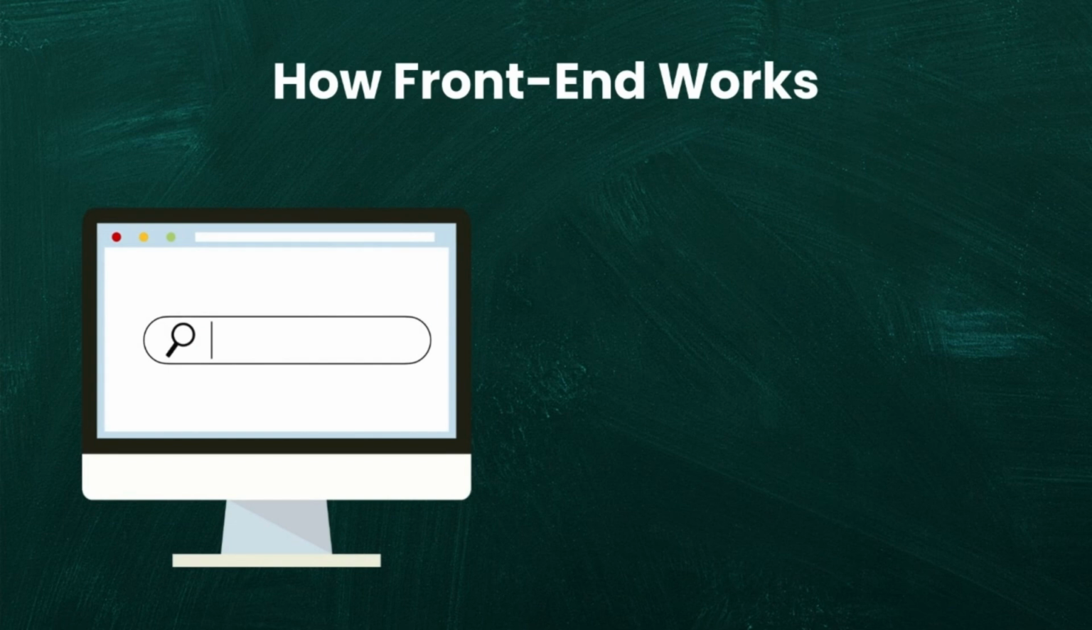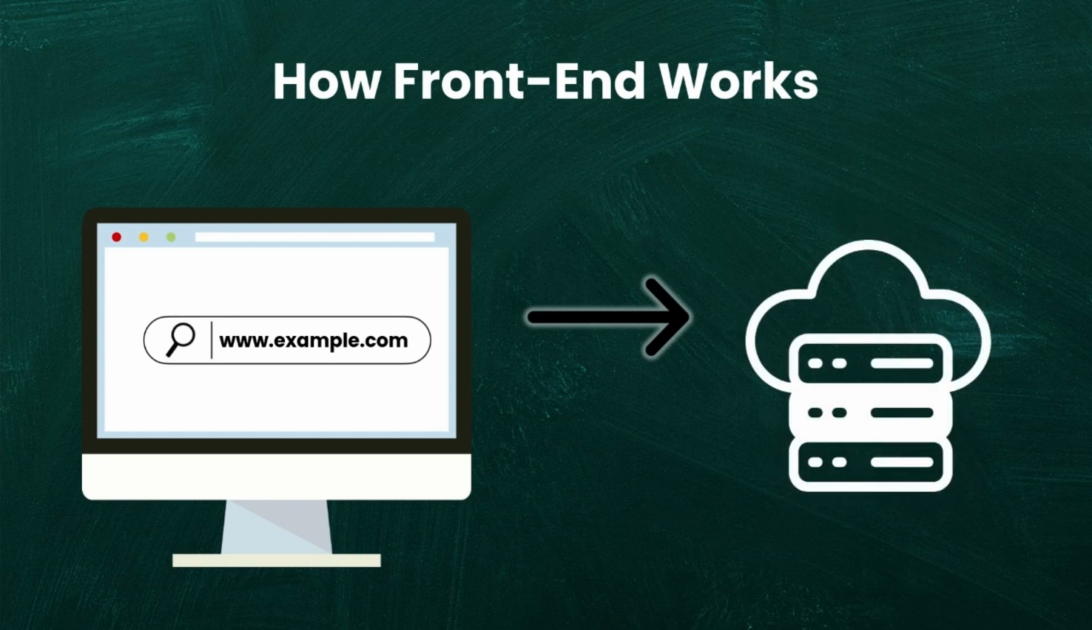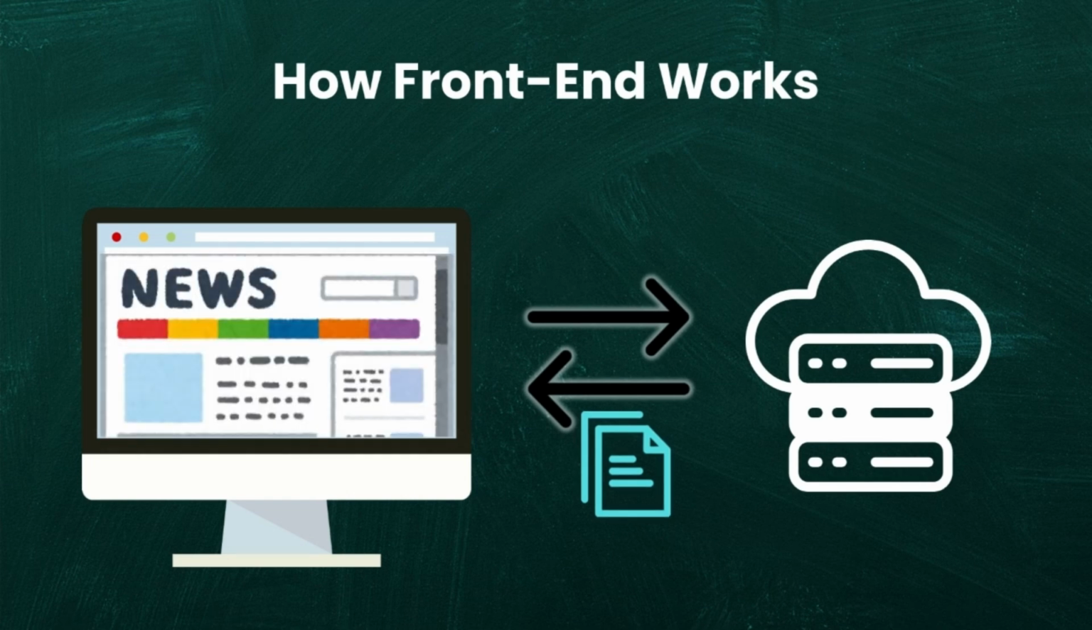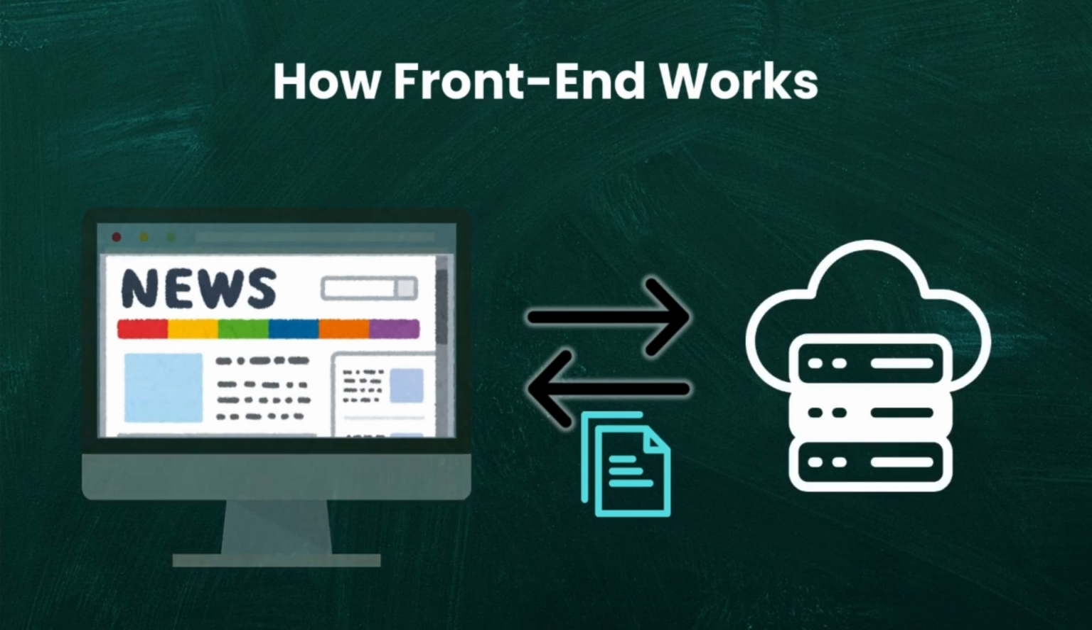When you type a URL like www.example.com, your browser requests the web page files from a server. The server sends back the necessary files and your browser assembles them to display the page. In simple terms, the server is a special computer where the web application is stored, and your browser brings it to your screen.